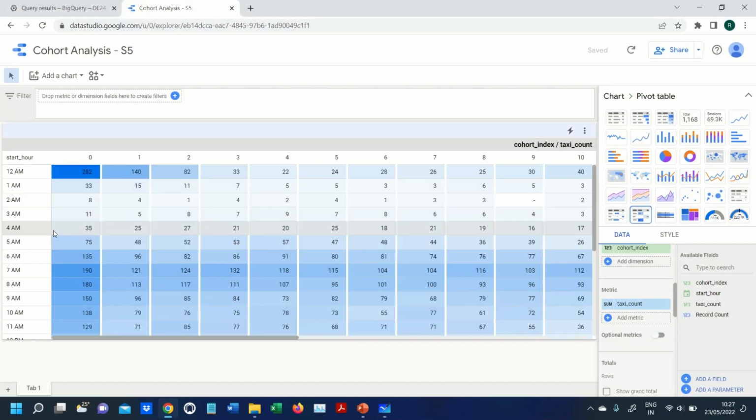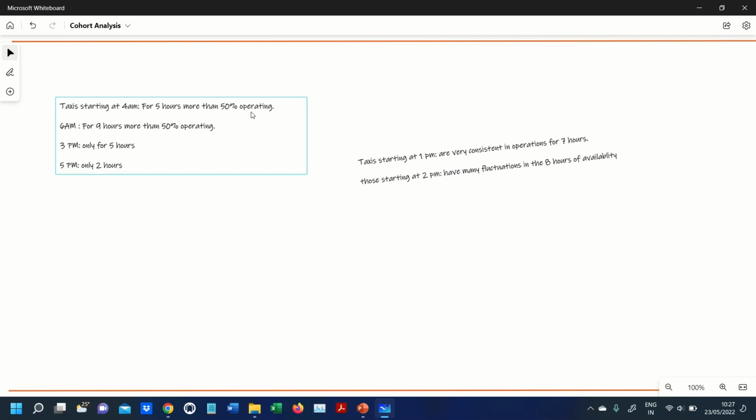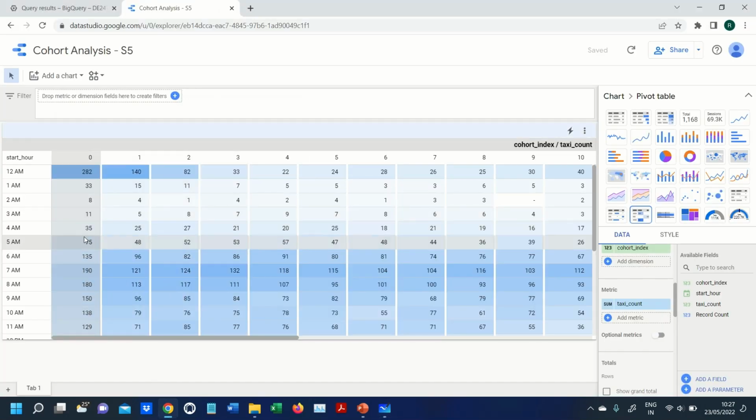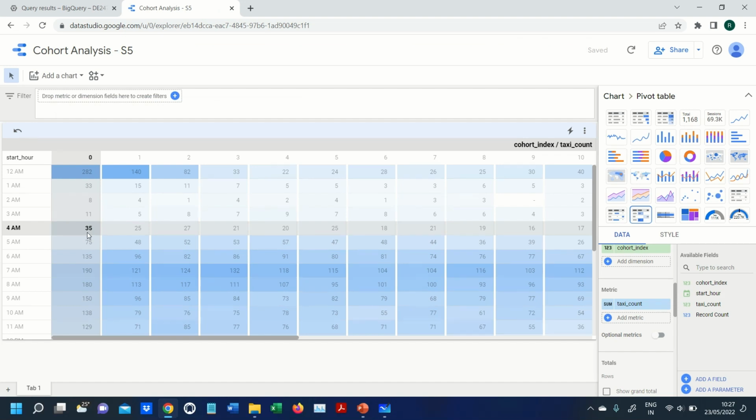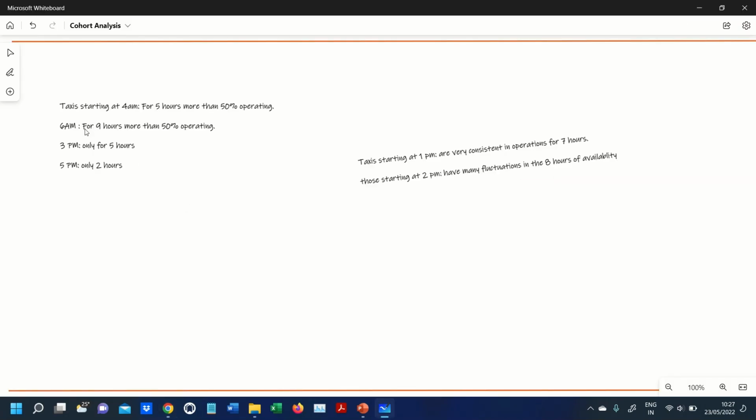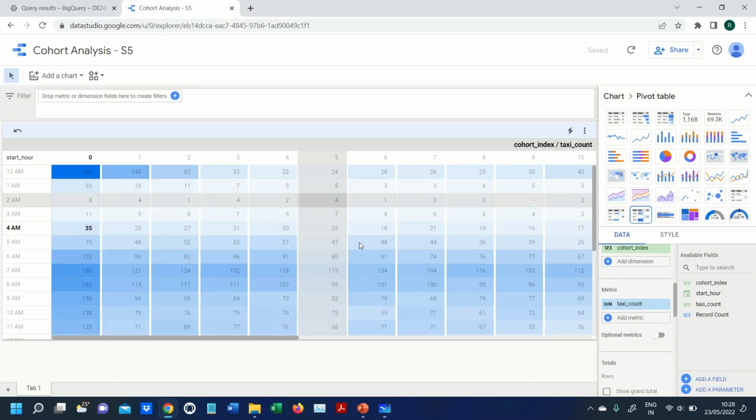In fact, for taxis starting at 4 a.m., for 5 hours more than 50% are operating. That means that if we take this data, 35 for 5 hours, 1 2 3 4 5, 25 are operating. More than 50%. 50% means around 16, 17 or 18, and they are consistently available. More than 50% are consistently available, so the business can rely on that. But after that there is a decline in their availability.